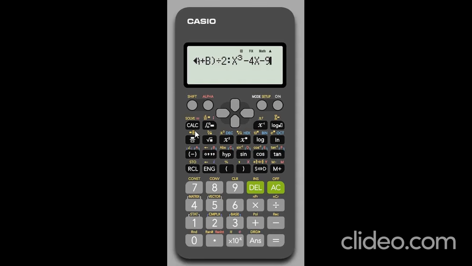Now use our calc button to enter the values of a and b. Our a value is 2, and then press equal to. Then b is 3, and our value will be 5 by 2. You can find the decimal value using the S to D button.